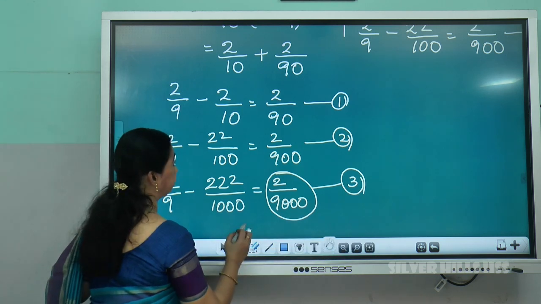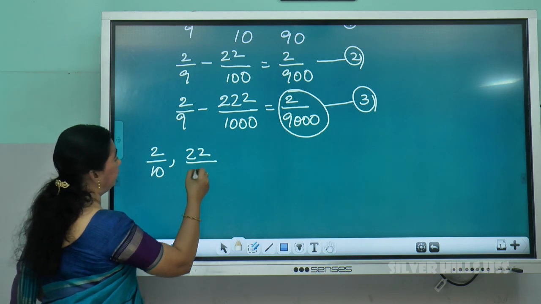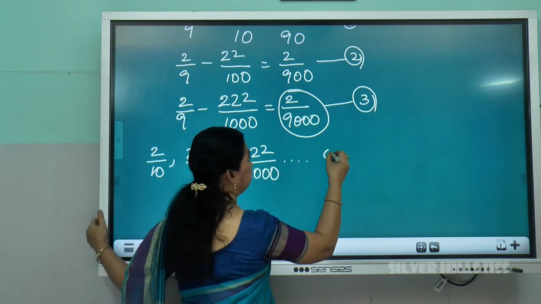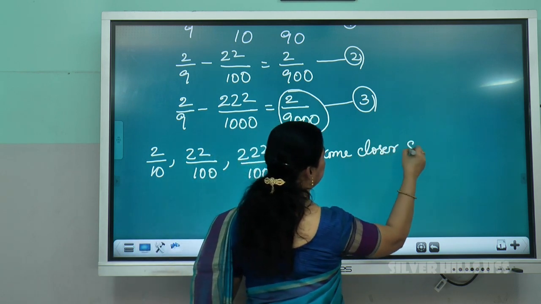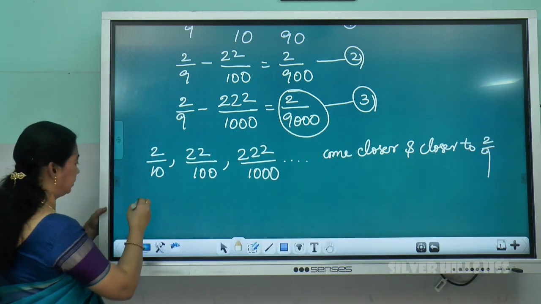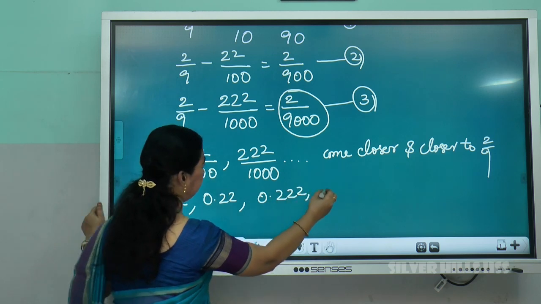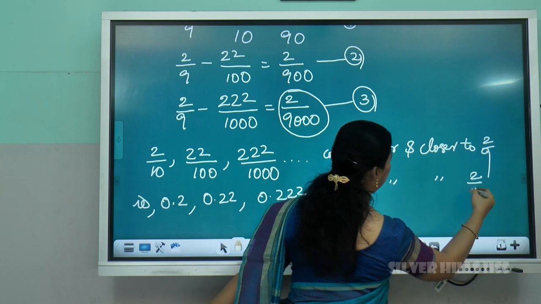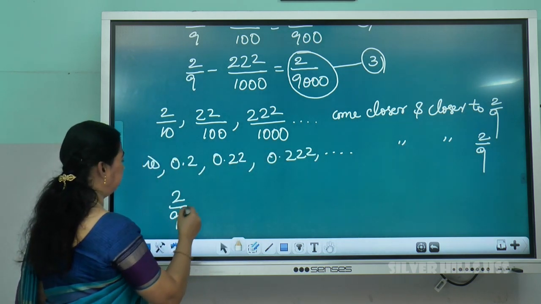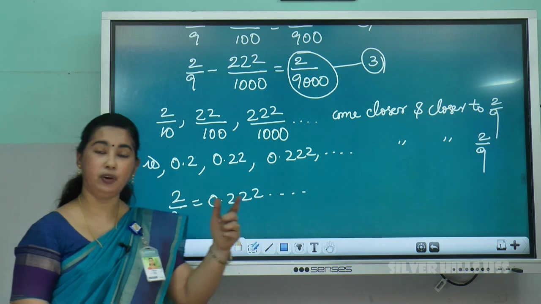Or we can write, that is 2 by 10, 22 by 100, 222 by 1000, etc. come closer and closer to 2 by 9, or that is 0.2, 0.22, 0.222, etc. come closer and closer to 2 by 9, or I can write 2 by 9 is equal to 0.222, etc. So, from the first one, 1 by 9 I got it.